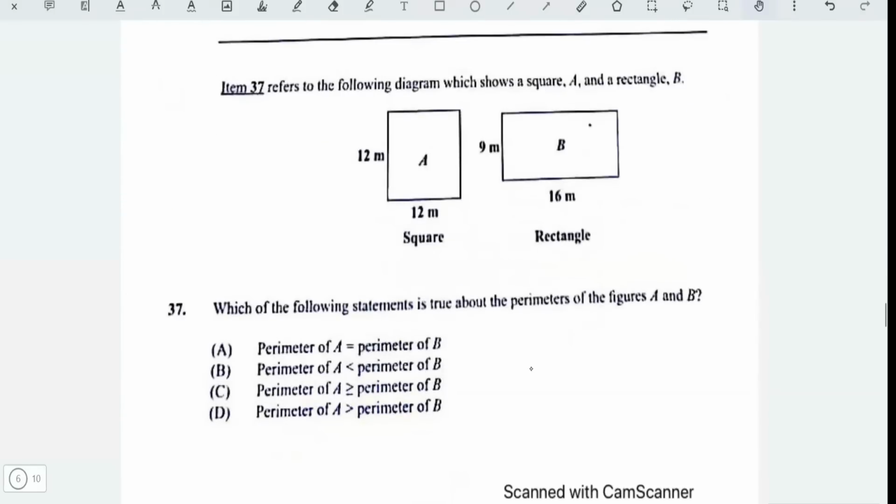Okay, it gives us a diagram right here and says which of the following is true. It's regarding the perimeter. This side is 12, this side is 12, so the perimeter of A is 48. And this side is 16 and this side is 9. So 16 and 16 is 32, plus 18 is 50. Perimeter of B is 50. So the perimeter of A is less than the perimeter of B. That's option B. Nice.